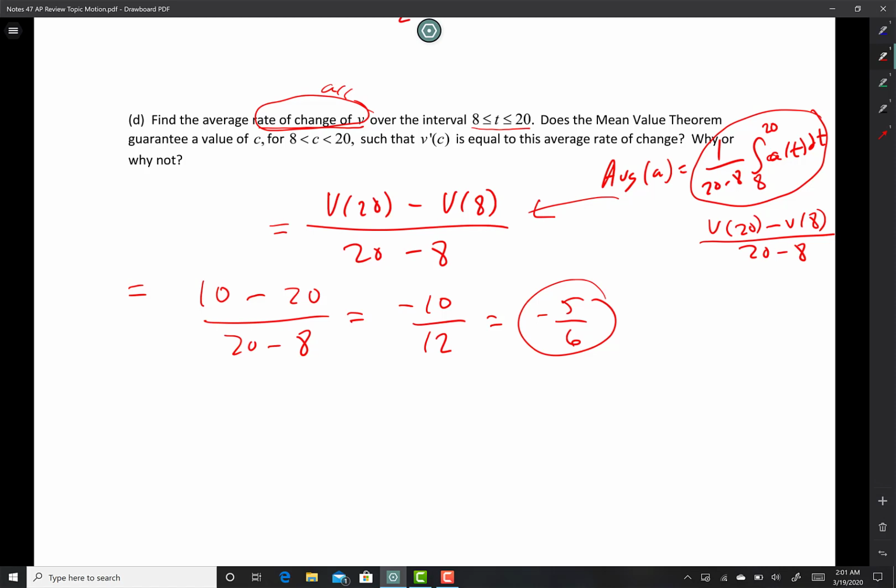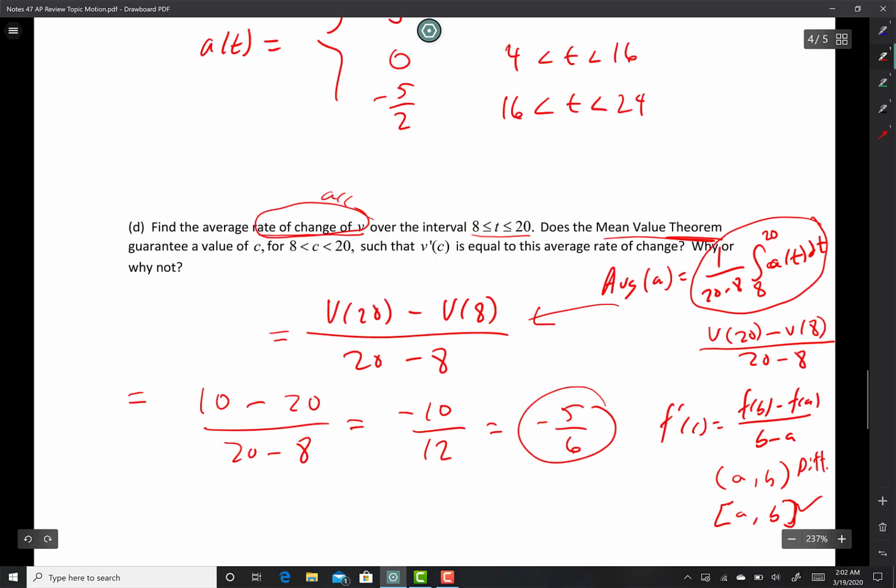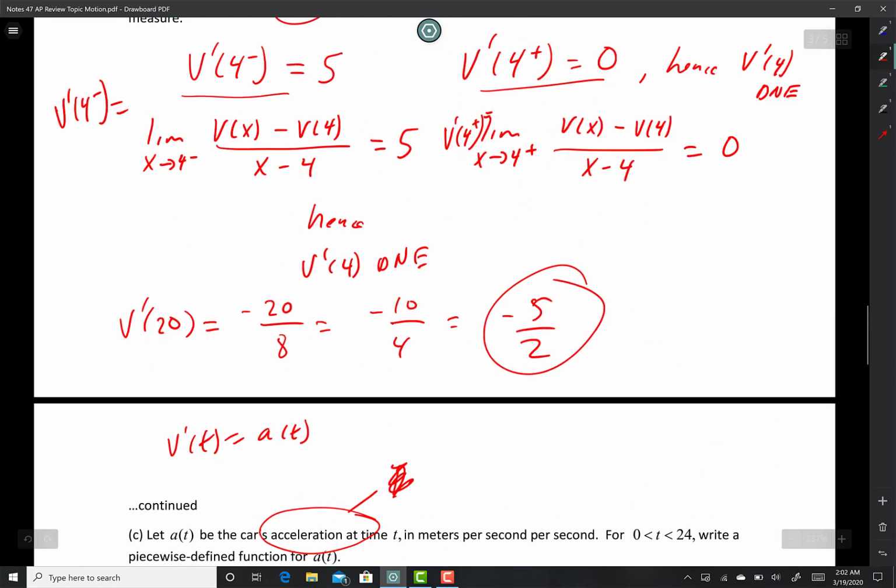And then it says, let's see. Does the mean value theorem guarantee a value c between 8 and 20 such that v prime of c is equal to the average rate of change? Why or why not? Well, if you remember, the mean value theorem is this. And in order for the mean value theorem to work, you must be differentiable on the interval a to b and continuous on a to b. So the continuous part is good. But are you differentiable on a to b? Are you differentiable between 8 and 20?